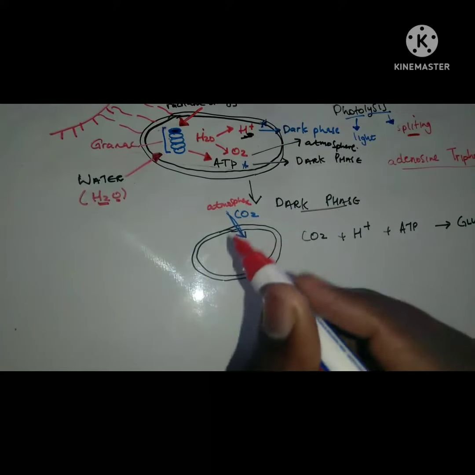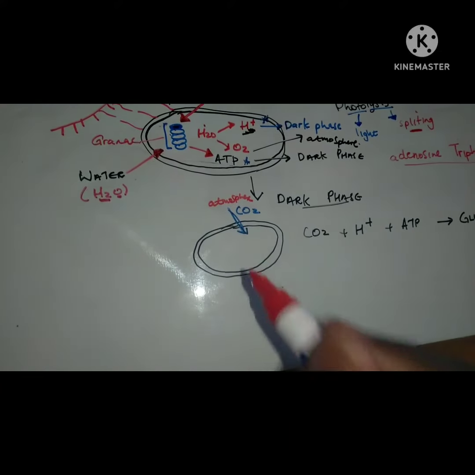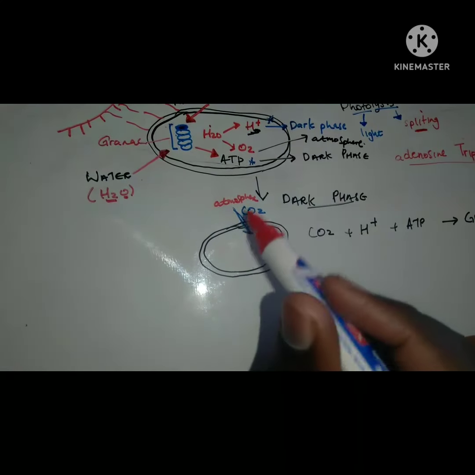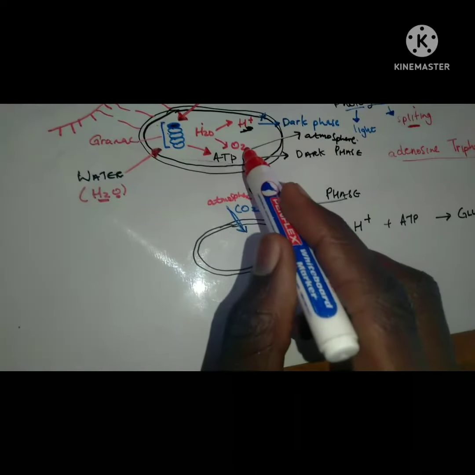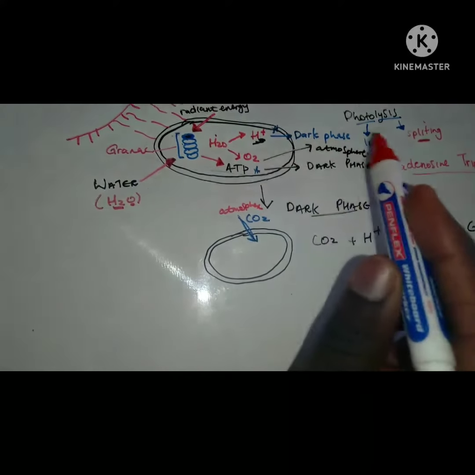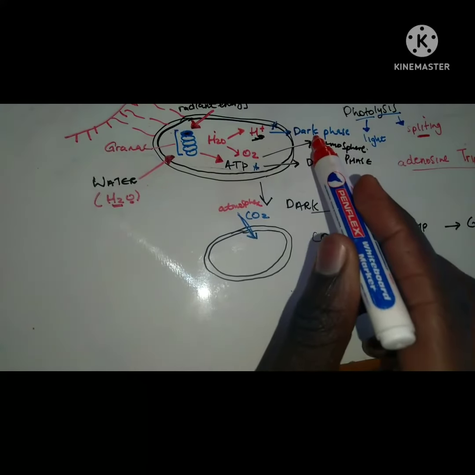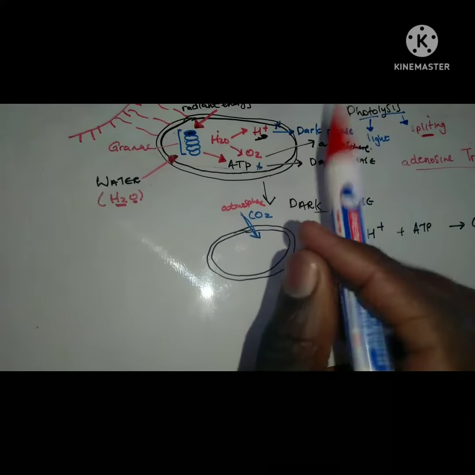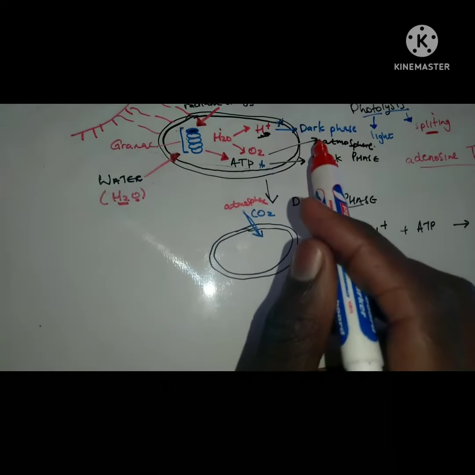Bear in mind that plants do not absorb oxygen. No, plants release oxygen. Where would you find that as evidence? We find it here in the light phase, where oxygen goes back to the atmosphere. So plants do not absorb it, they release it. Oxygen is a product of photosynthesis.